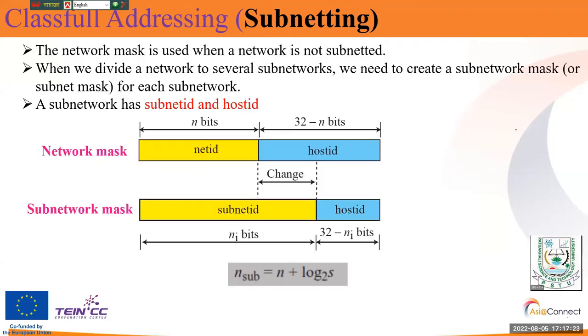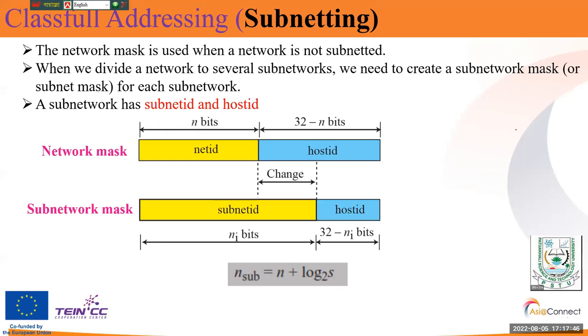So for classful addressing subnetting, the network mask is used when a network is subnetted. If we want to divide the networks, we need to know about the network mask. Basically, the network mask is used when the network is not subnetted.